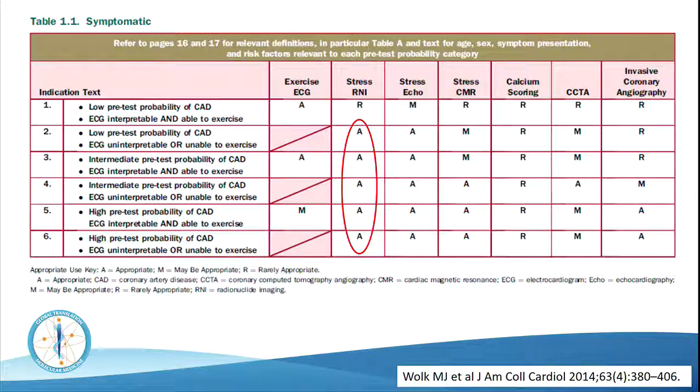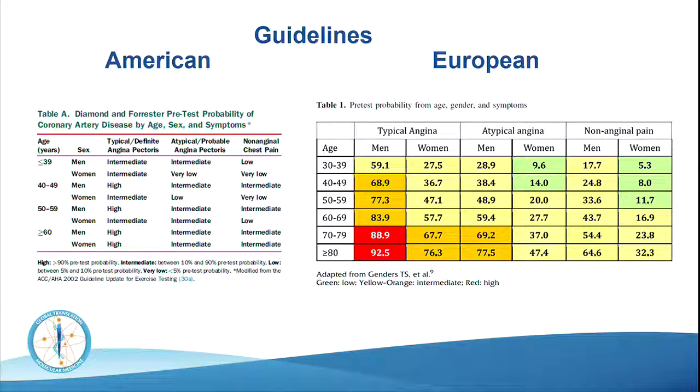So not surprisingly, for symptomatic patients at intermediate pre-test probability and high pre-test probability, perfusion scintigraphy is appropriate, but it's the group with a low pre-test probability that is interesting and perhaps the most controversial, although it is specified that these are patients with uninterpretable ECGs or unable to exercise. So how do we measure pre-test probability?